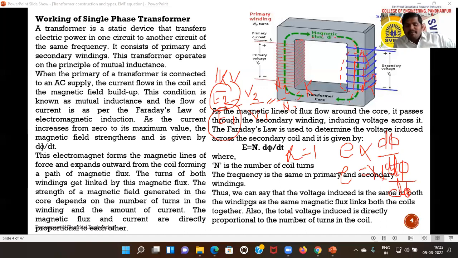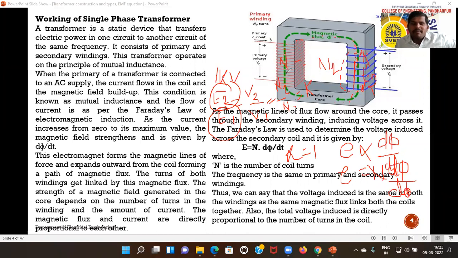If the induced EMF is the same, then the voltage induced in the secondary side, or the output voltage obtained in the secondary side, is nearly equal to the primary applied voltage in case of an ideal transformer. Then the transformation ratio of the transformer comes as 1. The induced EMF is directly proportional to the number of turns, that means N2 divided by N1. If N2 divided by N1 is equal to 1, then N2 and N1 are equal.